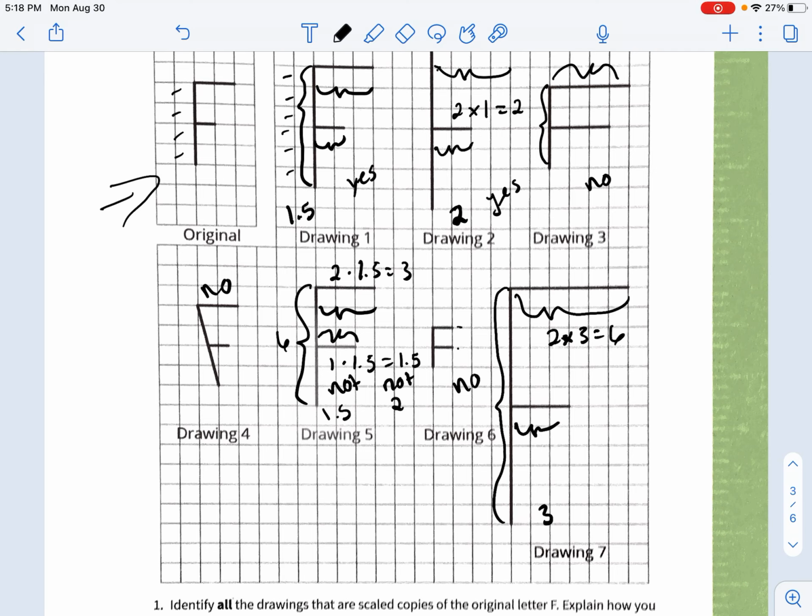Okay, 1 times 3 is 6. Sorry, 1 times 3 is 3. And so those do check out. So this one is also yes. This one's a scale copy.